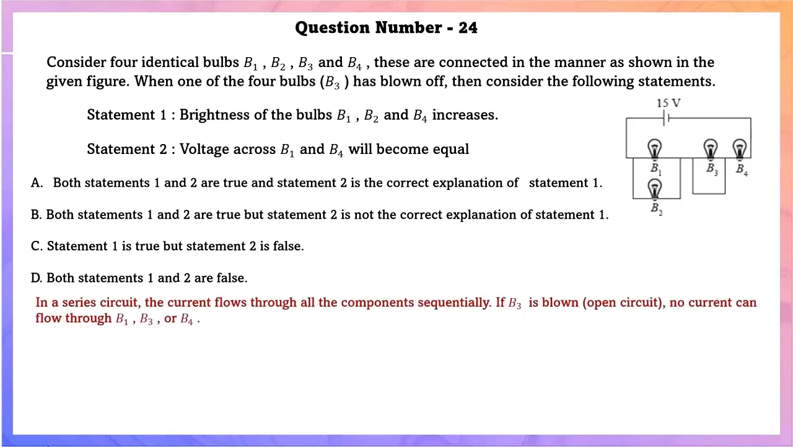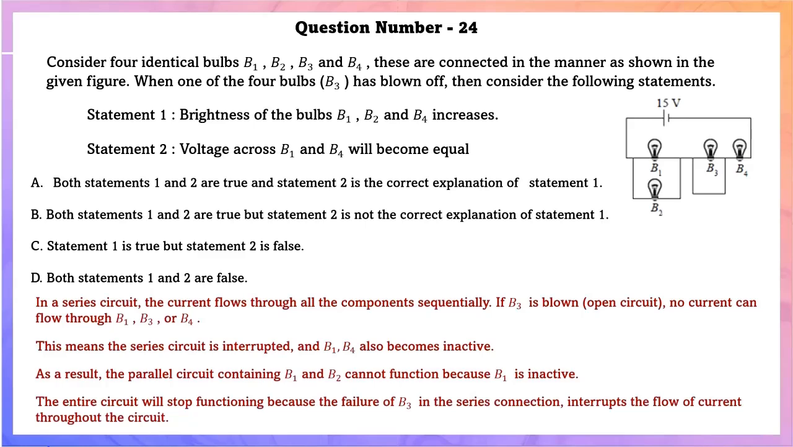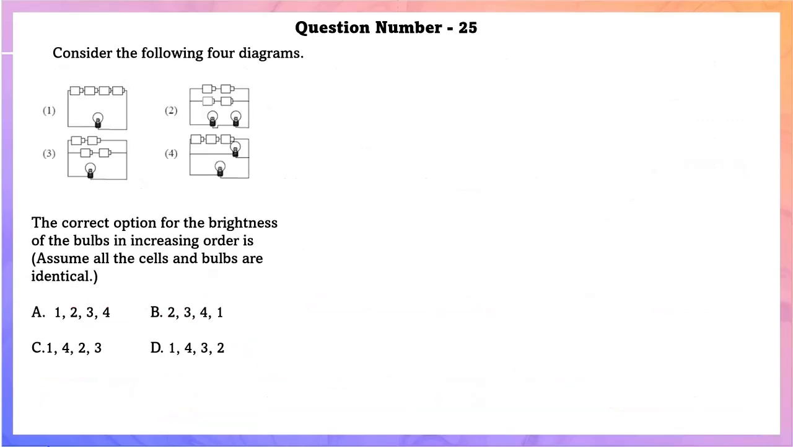In a series circuit, the current flows through all the components sequentially. If B3 is blown out, it is an open circuit, and no current can pass through B1, B3 and B4. This means the series circuit is interrupted and B1 and B4 also become inactive. As a result, the parallel circuit containing B1 and B2 cannot function because B1 is inactive. The entire circuit will stop functioning because of the failure of B3 in the series connection, which interrupts the flow of current throughout the circuit. So, therefore, option D: both statements 1 and 2 are false.